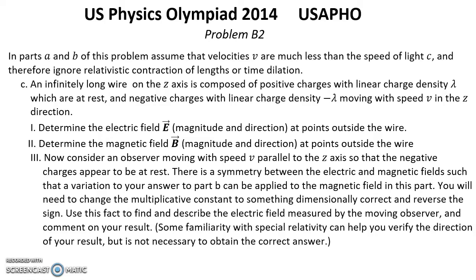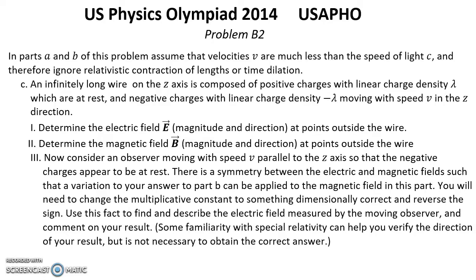Part C. An infinitely long wire on the z-axis is composed of positive charges with a linear charge density lambda, which are at rest, and negative charges with the linear charge density negative lambda, moving with the speed v in the z direction. Question 1. Determine the electric field E, magnitude and direction at points outside the wire. Question 2. Determine the magnetic field B, magnitude and direction at points outside the wire.